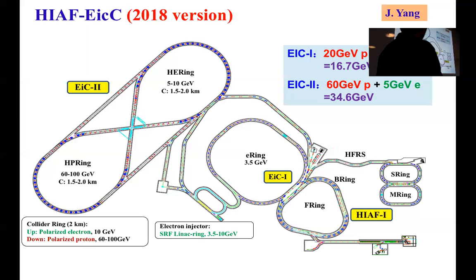And where is the collision point? Collision point for EIC-1 will be here. And in the initial design, they only put one detector.